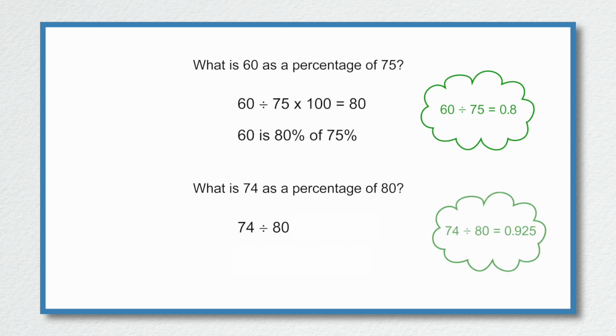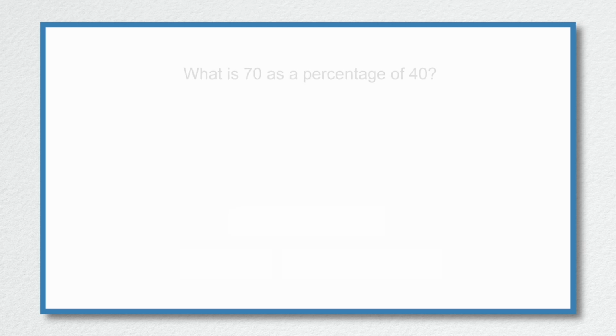And this will give us a decimal equivalent of 0.925. We now have to convert this into a percentage by multiplying by 100. 0.925 multiplied by 100 is equal to 92.5%. So 74 is 92.5% of 80. Now, in all the above cases, we have been comparing the smaller number to the larger number. But that might not always be the case. So for example, what is 70 as a percentage of 40?